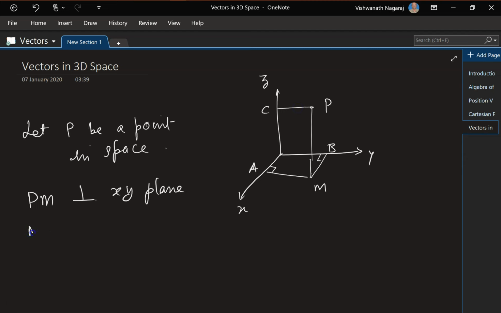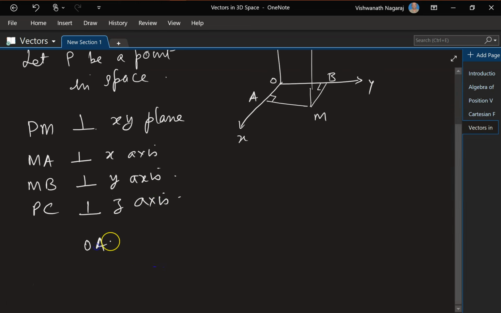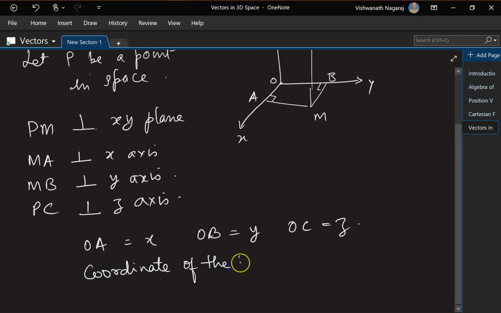So MA is perpendicular to the x-axis, MB is perpendicular to the y-axis, and PC is perpendicular to the z-axis. OA would be equal to x, OB is equal to y, and OC is equal to z. So the coordinates of the point P would be x, y, z.